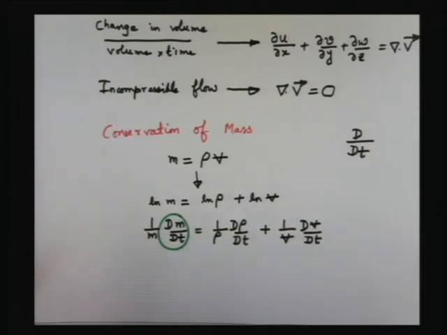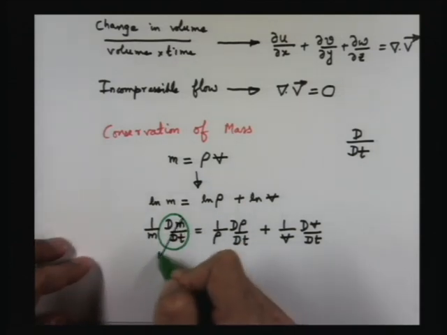What is this? This must be 0 because by definition of conservation of mass, mass is conserved. So there is no total derivative of the mass. So this must be 0.